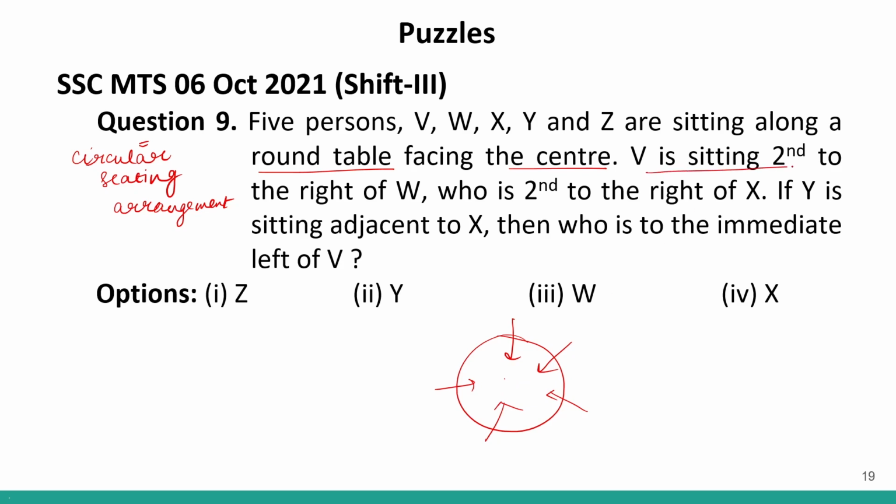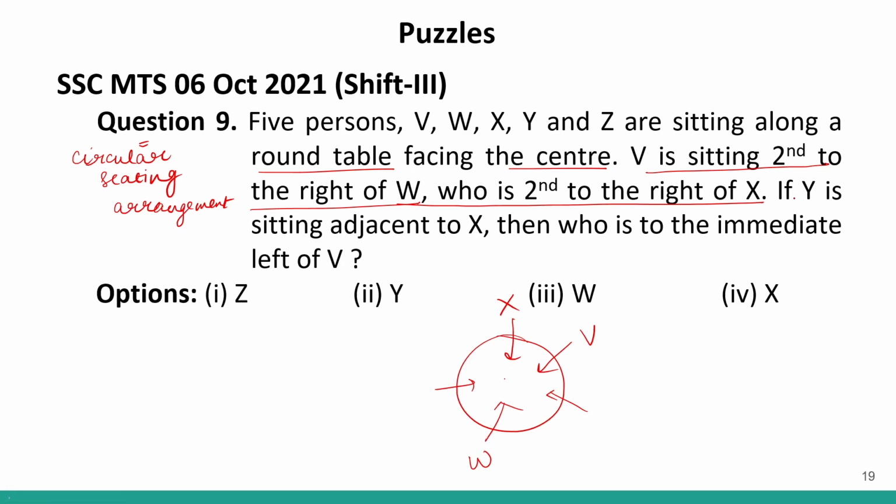V is sitting second to the right of W. So if W is here, V is second to the right. That means 1 and 2, V will be over here. Second to the right of W. And W is second to the right of X. So if W is second to the right of X, X will be over here. W is second to the right of X.